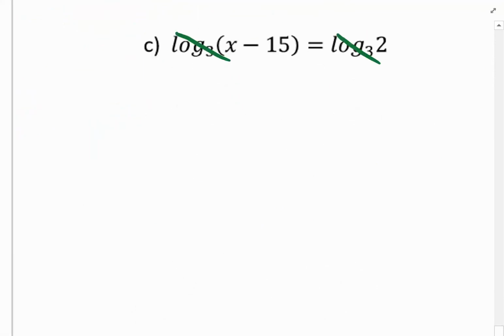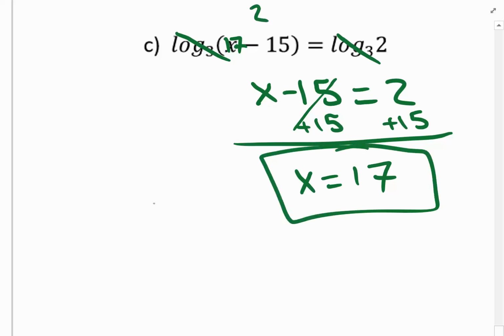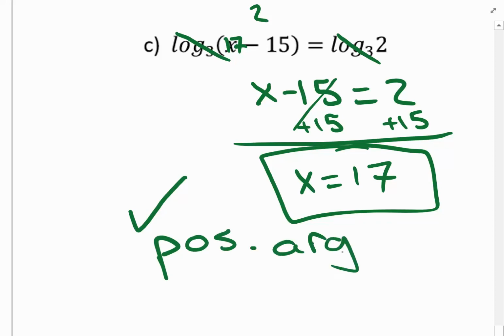Next, we cancel. X minus 15 equals 2. Add the 15. Now we check. If I plug 17 back in, 17 minus 15 is 2. That's positive, so it checks out. We have a positive argument.